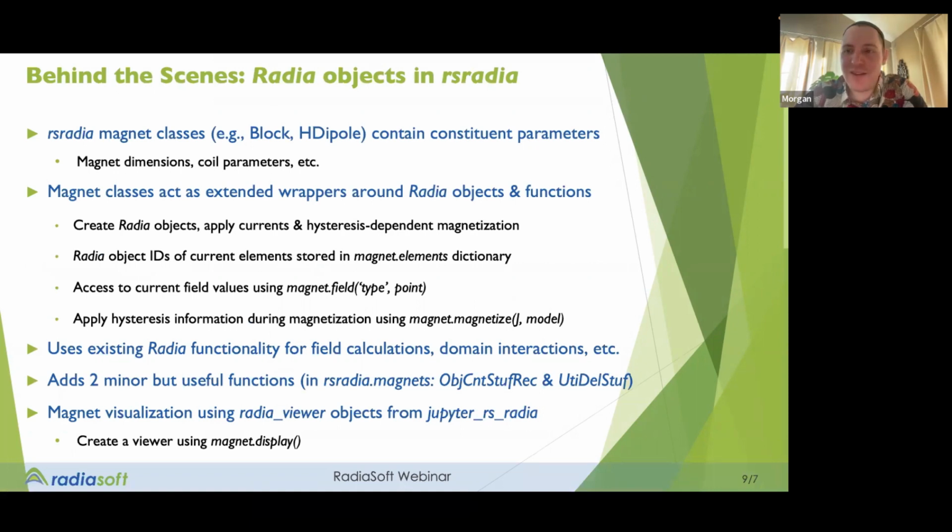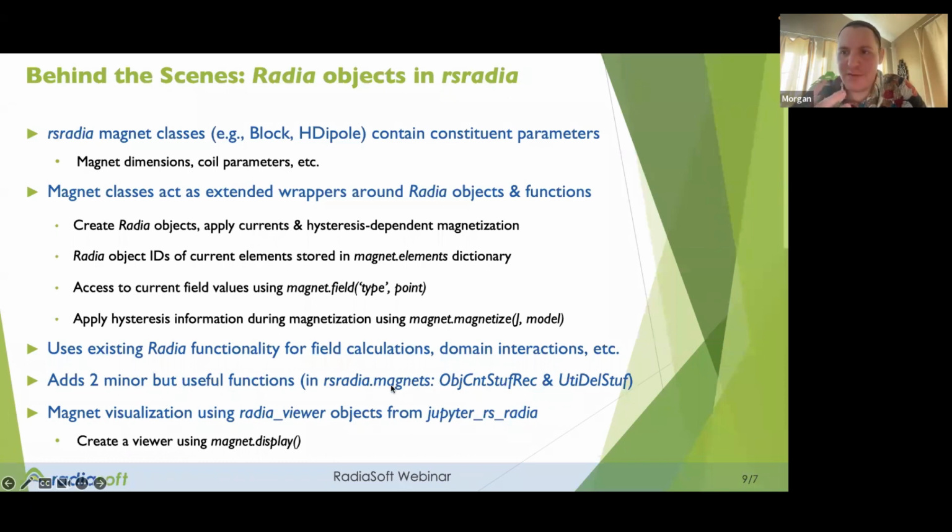This is a little bit of behind the scenes about how this was implemented. These magnet classes that we have, the block and the H dipole, basically just contain the constituent parameters, and they act as wrappers around the actual Radia objects for now, where each of these objects is responsible for creating and applying currents and computing hysteresis quantities for the Radia object. And they store all of the information about the Radia object IDs and things like that. So if you do want to pull it out and use it as you would a standard Radia object, you totally have that ability. We use the existing Radia functionality for field calculations. We're not trying to reinvent the wheel here or anything.